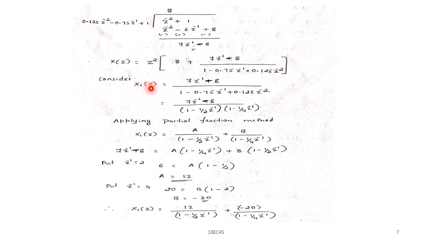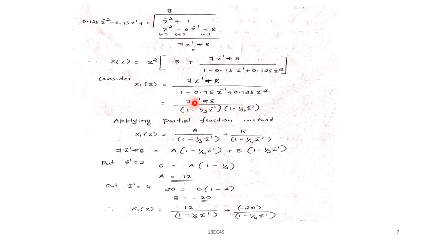Now consider X1(z) is equal to (7 z^-1 - 8) divided by (1 - 0.75 z^-1 + 0.125 z^-2). I'll find out the roots here. This 0.75 means 3 by 4 and 0.125 means 1 by 8. So the roots I'll get here, A is 0.125, B is minus 0.75, C I'll take as 1. Then I'll get the roots as 2 and 4. So then it will be 1 by 2 and 1 by 4.